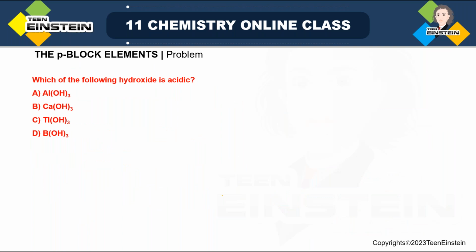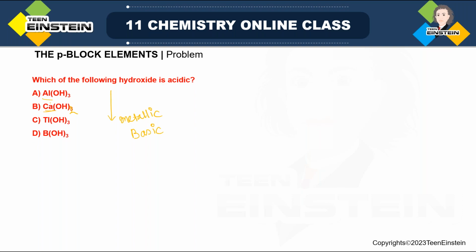Which of the following hydroxides is acidic? Now here we also have one s-block element, which is calcium. Sorry, it is Ca(OH)2. It has a 2+ oxidation state. Now we know that when we consider the acidic property of oxides and hydroxides in a particular group, as we move down, gradually metallic character increases. And when metallic character increases, basic character also increases, right?